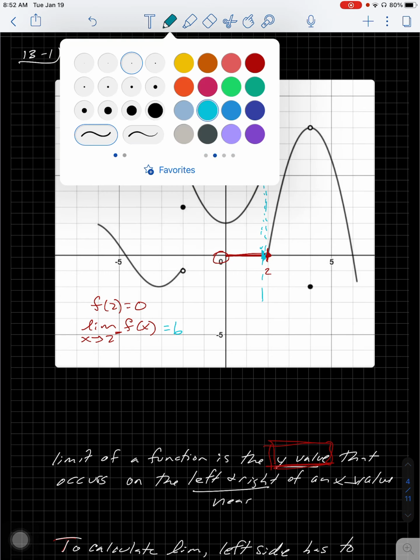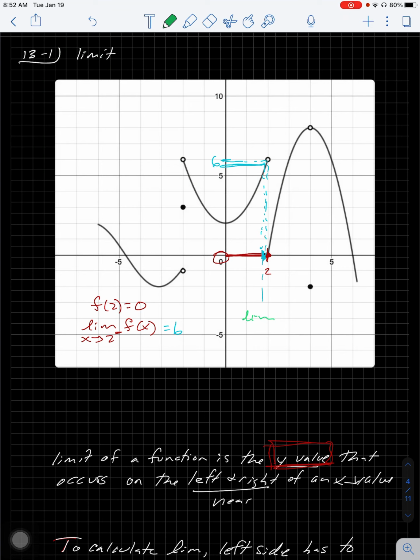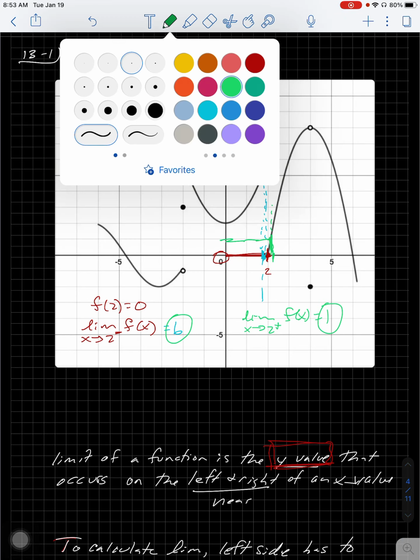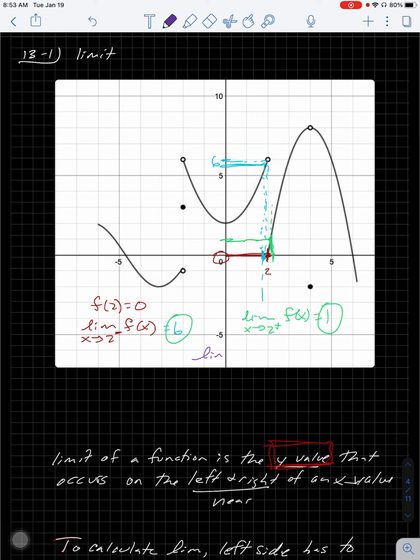Now let's look from the right. So limit as x goes to 2 from the right. Well, here's the right of 2. I'm just going to go here, I just stop right there. I hit the graph. I'm pretty close to about, looks like about 1. Okay, so because the limit from the left does not equal the limit from the right, what that means is the limit as x goes to 2 overall does not exist.